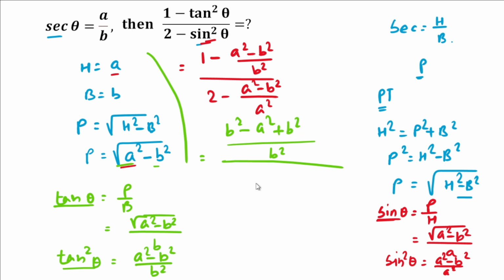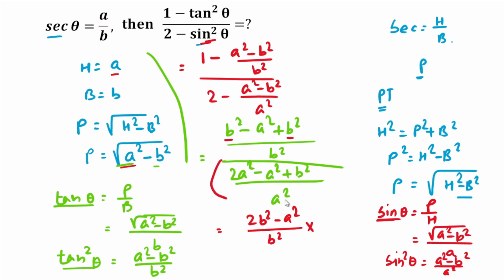So plus b square. Now here in the denominator we'll take a square LCM. Now it is 2 times a square, means 2a square, minus a square, and minus minus plus b square. So now the value of the numerator will be b square plus b square, which is 2b square, and here it is negative a square, divided by b square. Now for simplifying this denominator value, we'll take the reciprocal. So it will be a square divided by this value, here 2a square minus a square is a square, plus b square.